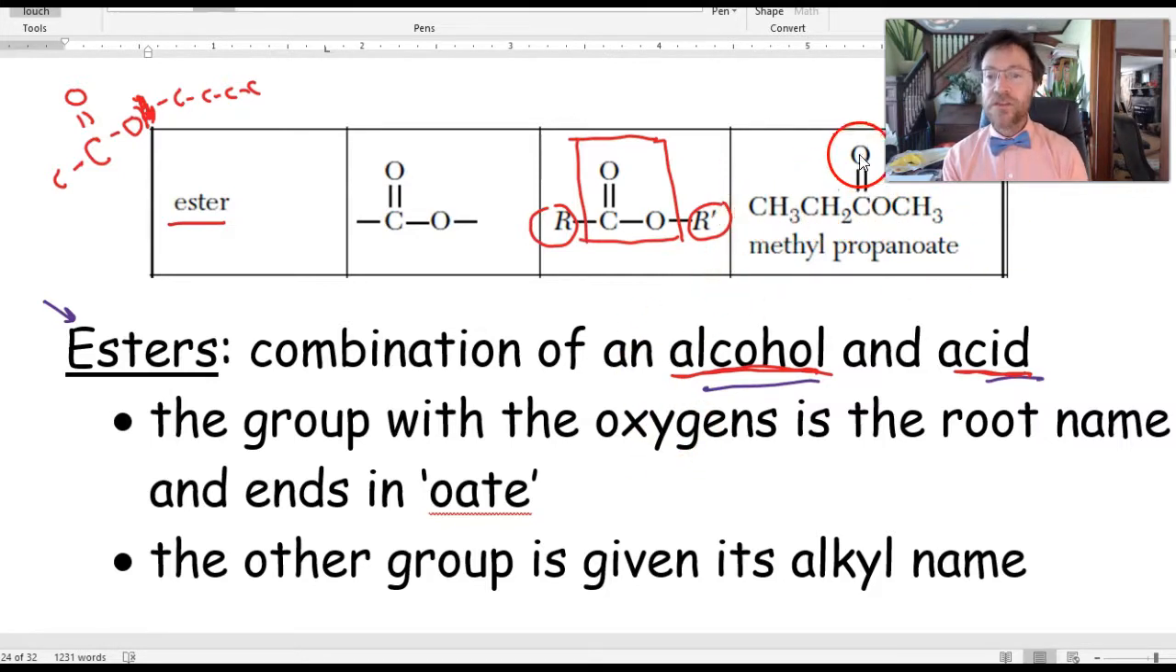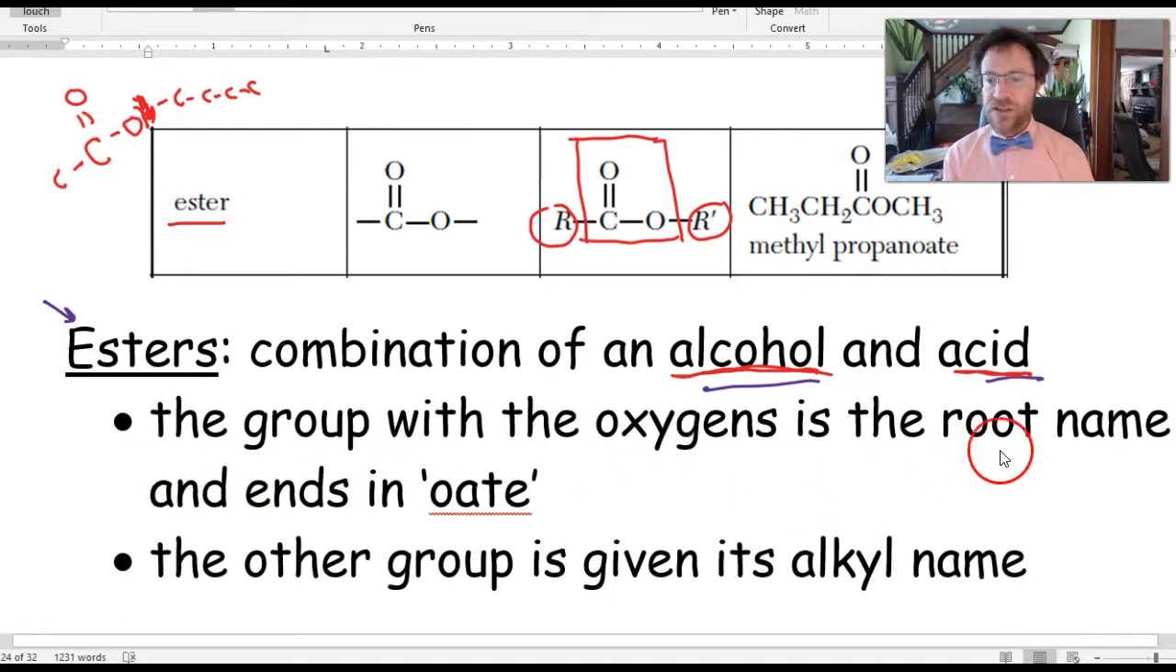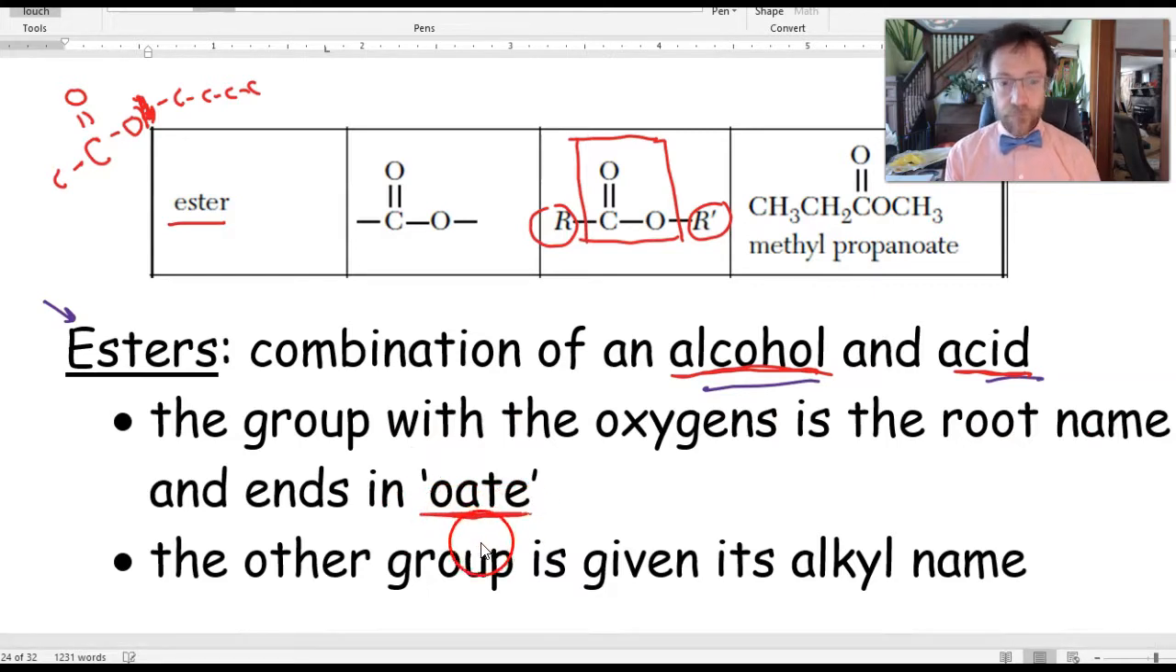And this is what it looks like, right? A bunch of carbons, double bonded oxygen, and the oxygen just kind of in the middle, and then some more carbons after it. Naming this thing can be a little bit complicated. There's going to be a root name, just as always, and that base root name always goes over here on this side to start with, and then we have an alkyl group. So here's the deal. The group with the oxygens is going to be the root name, and it's going to end with -oate. And then the other group, the other R over here, that's going to be your alkyl group.